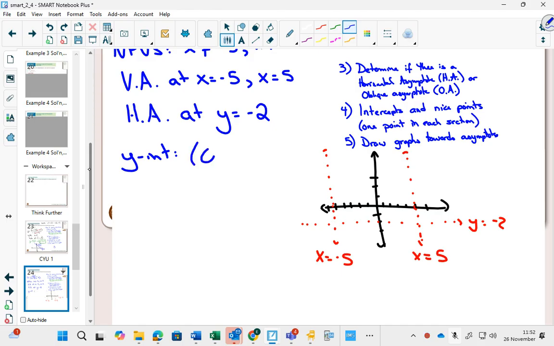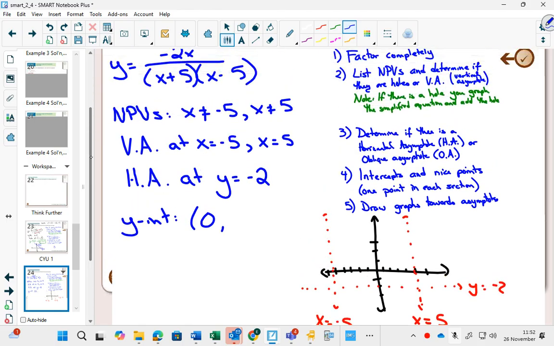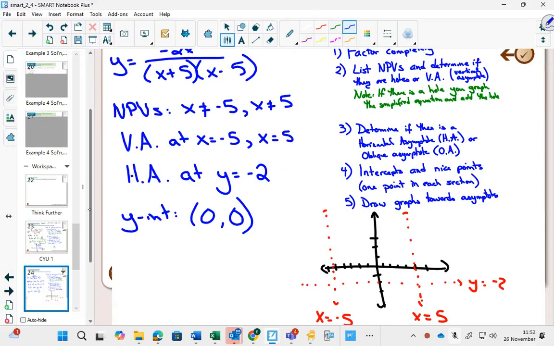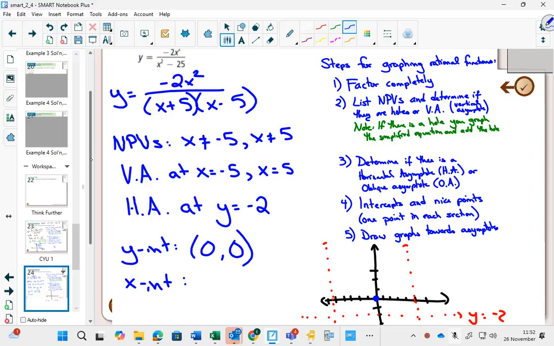The y-intercept is always the easiest. I go back to my original equation. If you plug in 0, you get 0. Interesting. Next, x-intercepts. What makes the top of your fraction equal 0? 0. It's actually the same point.